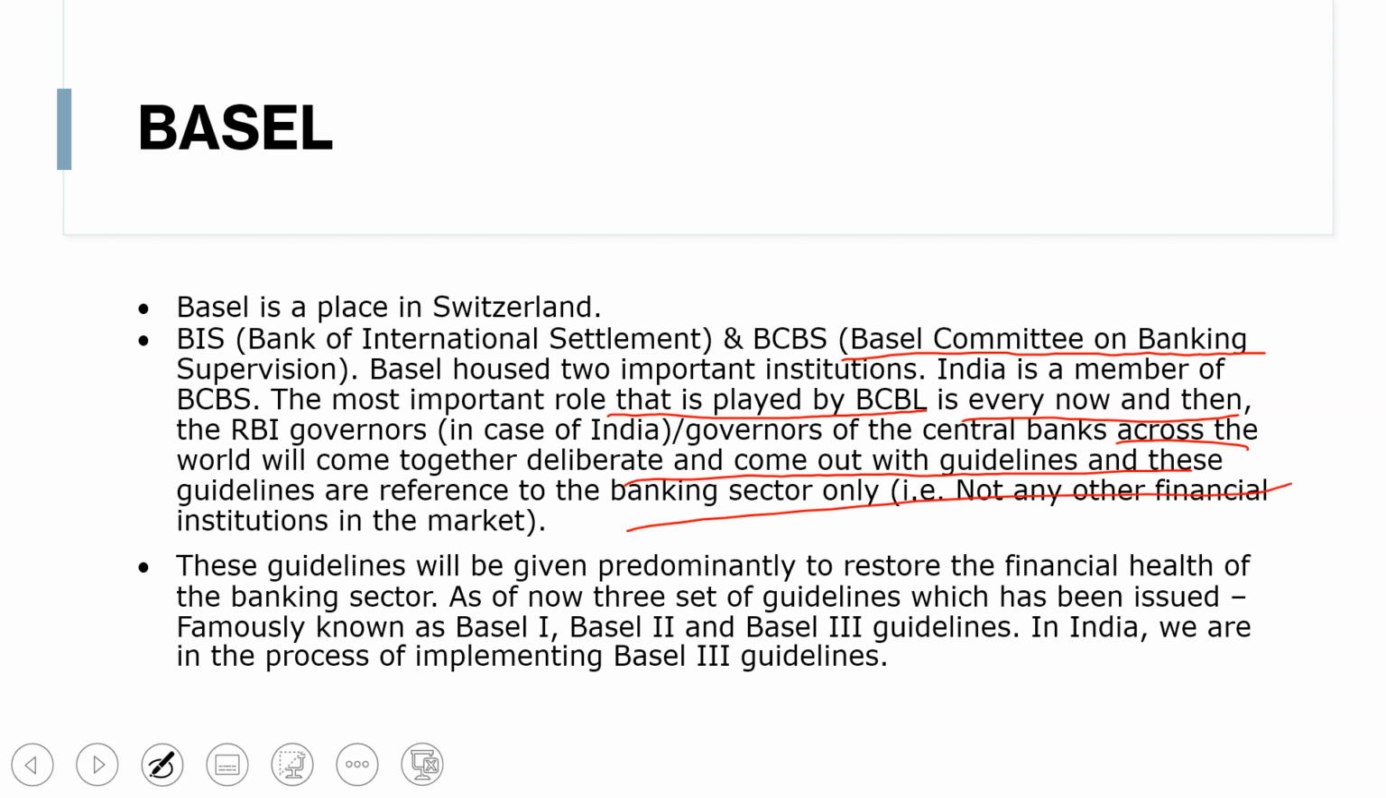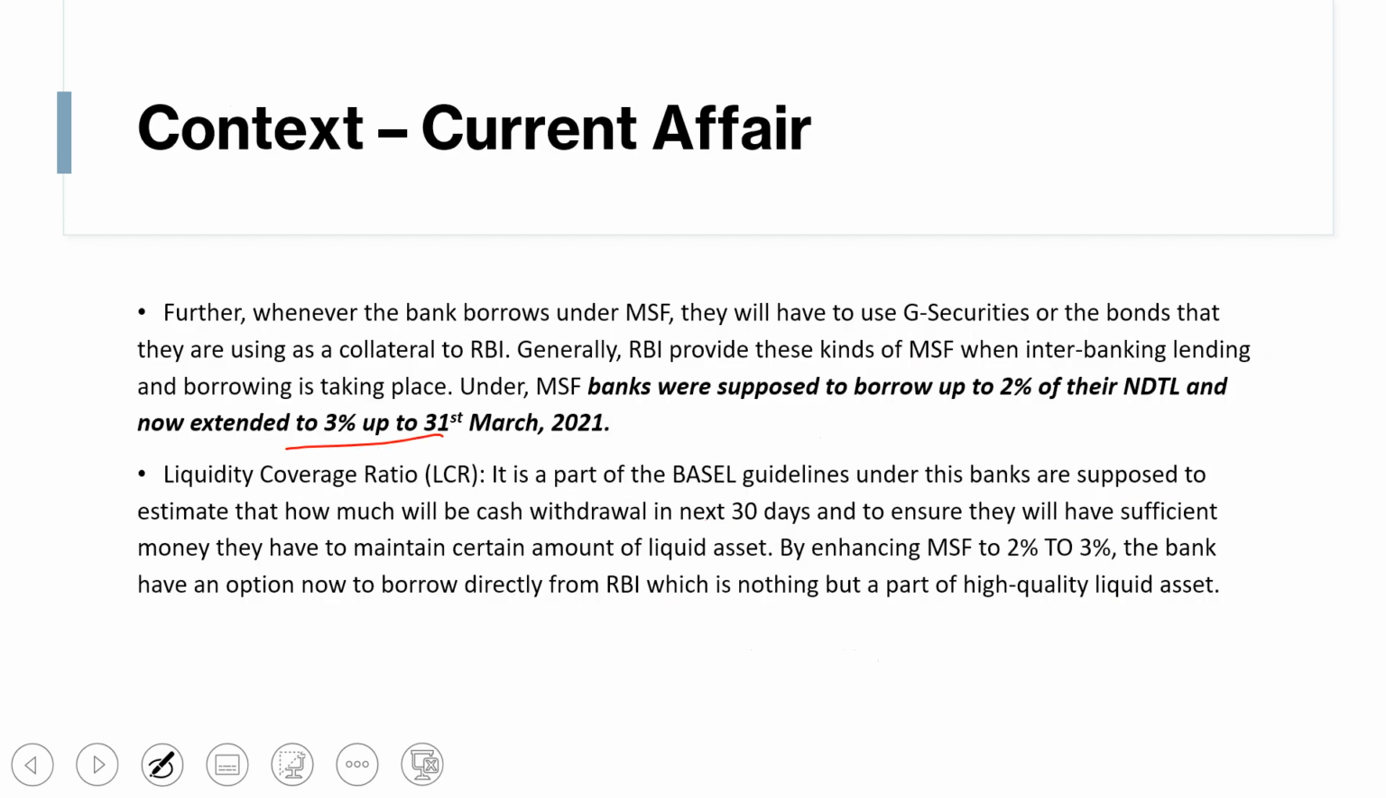So they set up some guidelines, and these are implemented in their own respective countries with their banks. These guidelines are predominantly to restore the financial health of the banking sector, so that the health of the banking sector will be good and efficient. Guidelines have been issued up to Basel 3. Basel 1 was implemented, Basel 2 has been given, then Basel 3 guidelines. India has been in the process of implementing Basel 3 guidelines from long back, and we have worked on lots of the guidelines of Basel 3.